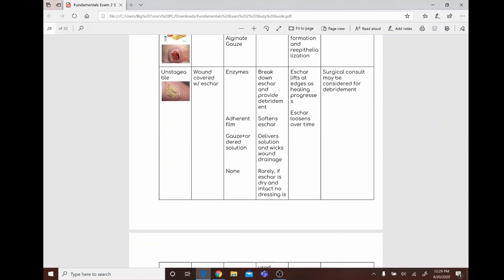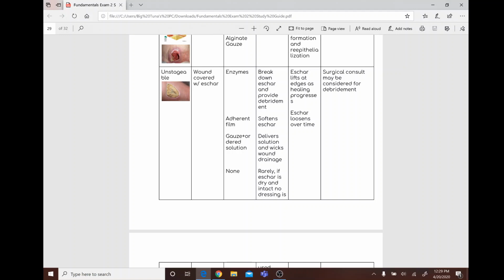All right, what do we know about the status of an unstaged ulcer? Wound covered with eschar. What are the dressings for unstageable wounds? Enzymes, adherent film, gauze plus ordered solution, or none. What do we know about unstaged ulcers and enzymes? Break down eschar and provide debridement.